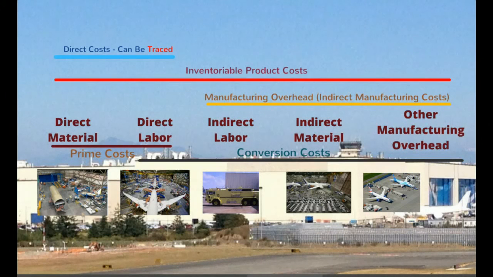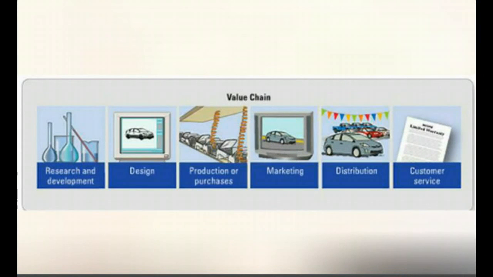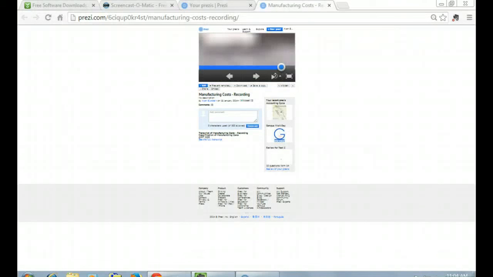Taken all together, as I said at the start, these are the inventoriable product costs. These are the 5 kinds of costs that are involved in producing the inventory, in producing the physical product. So taken all together, these are the inventoriable product costs. As we said at the start, the inventoriable product costs, the costs we've just looked at, are all part of this element of the value chain, production and purchases. That's all we've been talking about here is inventoriable product costs, costs in production and purchases. These are not costs which appear anywhere else on the value chain.